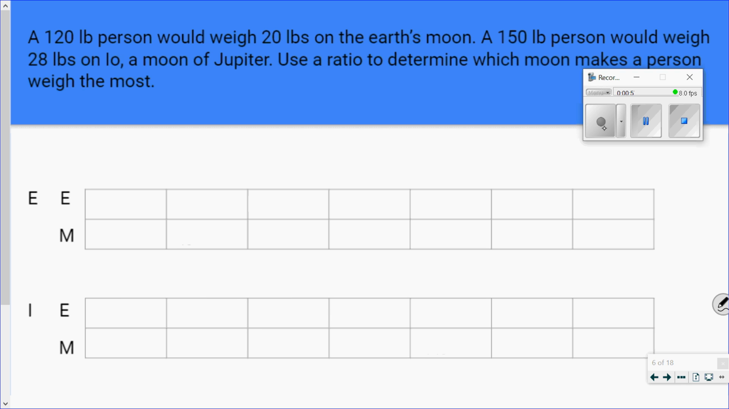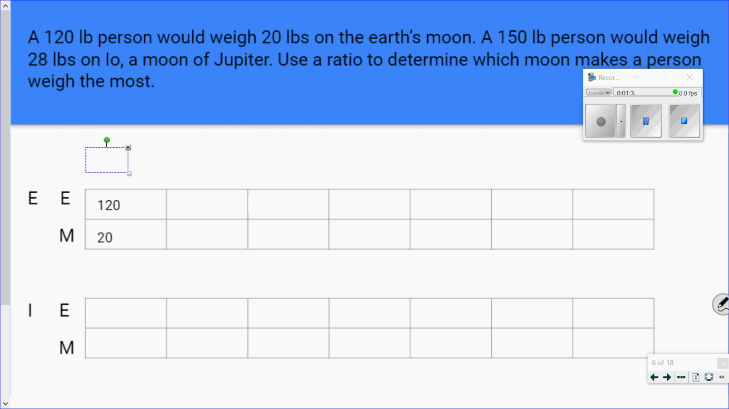Armstrong. Okay, and what's the other part? No, well, you got this part right. How about 20? So we got that right? That's what's supposed to be in there, because that's your starting ratio. They told you right there, a 120-pound person on Earth will weigh 20 pounds on the moon.